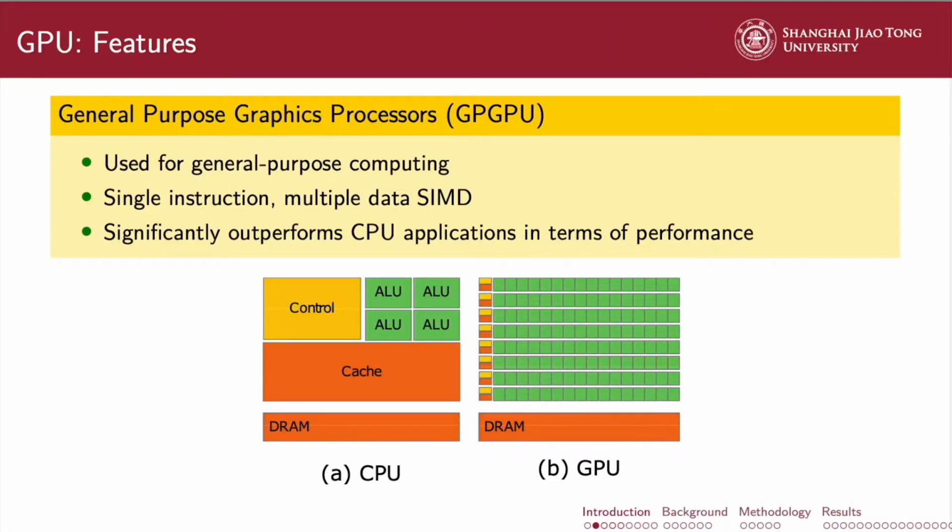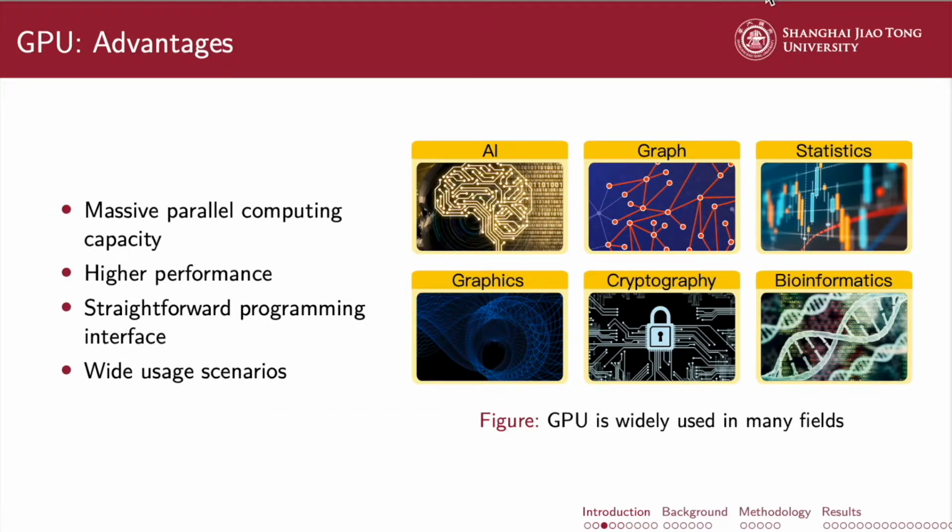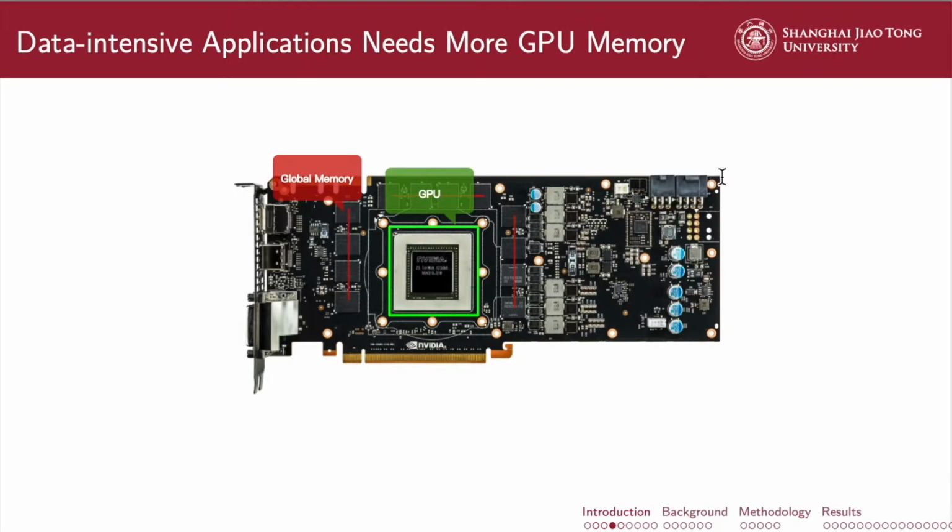Due to its unique features, the GPU is now used as a general-purpose processor to accelerate many tasks, and it can often outperform the CPU. It is widely used in many fields, for example, in AI, graph computing, statistics, and so on. However, the memory capacity of the GPU is limited.